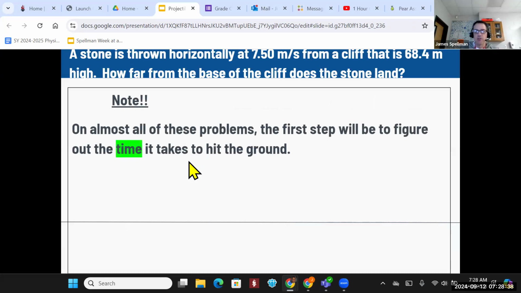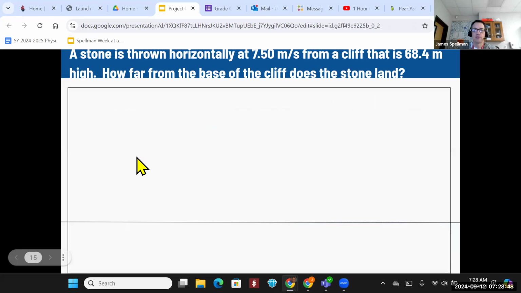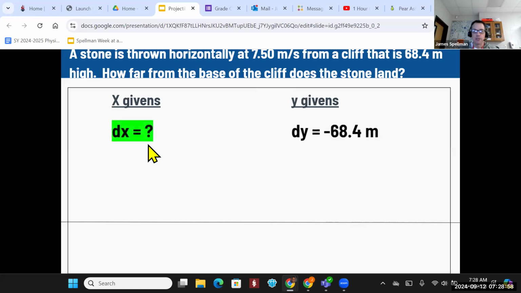And I'm taking a little moment here. Our first step is almost always to figure out the amount of time it takes to hit the ground. So keep that in mind. That's usually the first place to go with this. If we look at our problem and we write down the things that we know, you'll see up here, again, a stone is thrown horizontally at 7.5 meters per second, right?